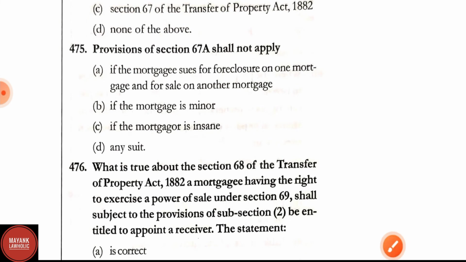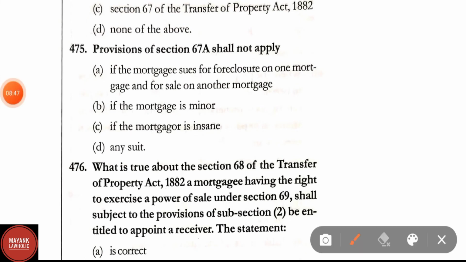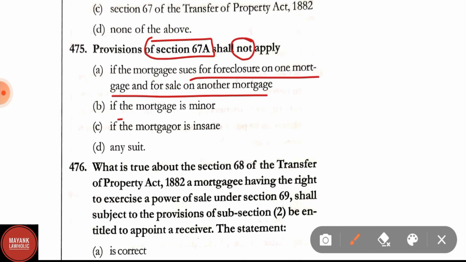Question number 475. Provision of Section 67A shall not apply if the mortgagee sues for foreclosure on one mortgage and for sale on another mortgage. If the mortgagor is a minor, if the mortgagor is insane, any suit. Here it has been asked, provision of Section 67A shall not apply. Option A is the correct answer.